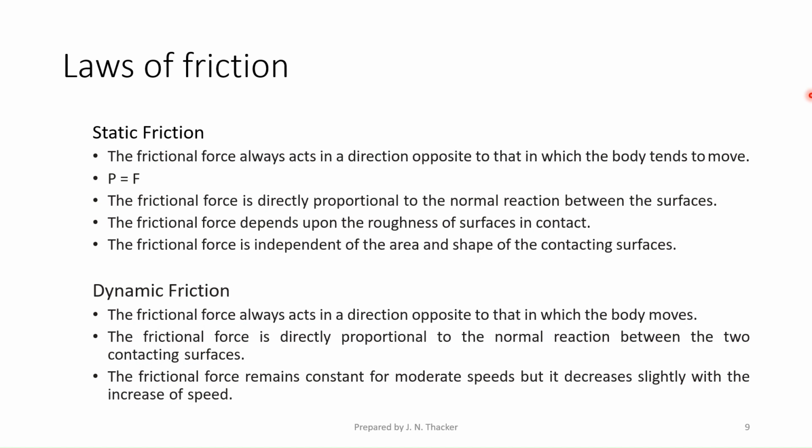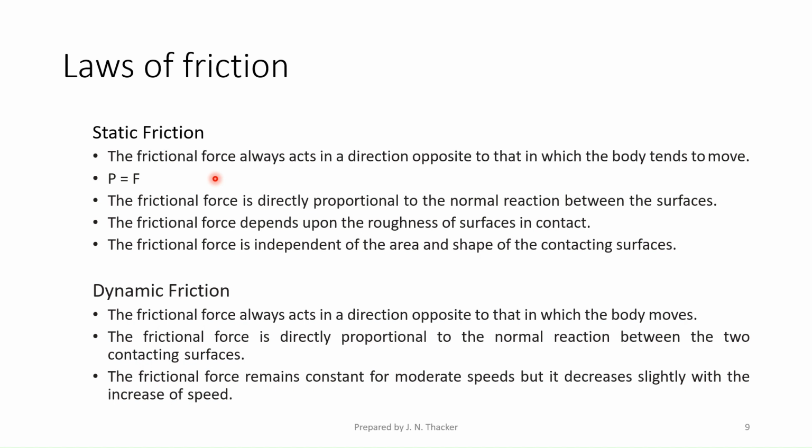Now let us understand the laws of friction. First we will see the laws of static friction, then dynamic friction. So the laws of static friction are: the frictional force always acts in a direction opposite to that in which the body tends to move. In static condition, the movement has not occurred yet, but friction will act in the direction opposing the intended movement. Then we know that friction is a passive force. So P is equal to F. As you increase the applied force P, F increases. So P is equal to F only in static condition.